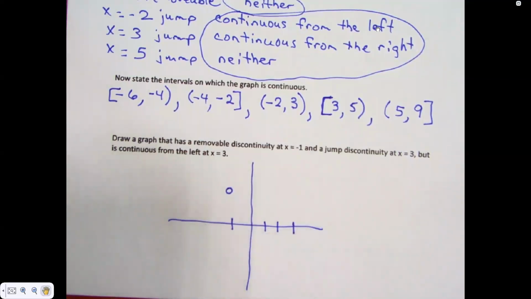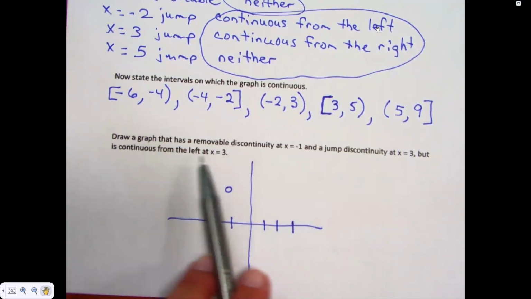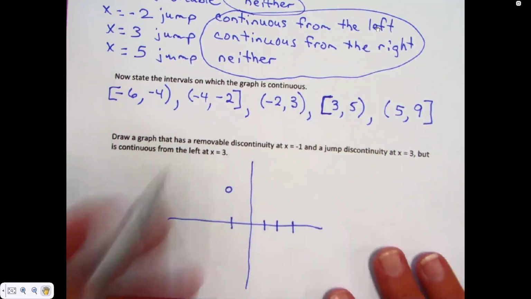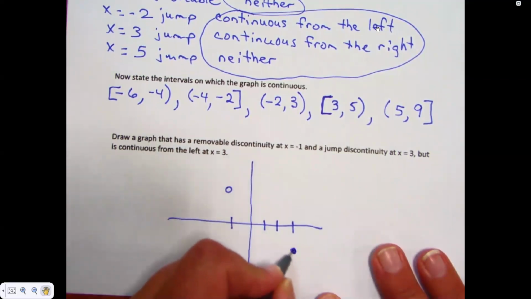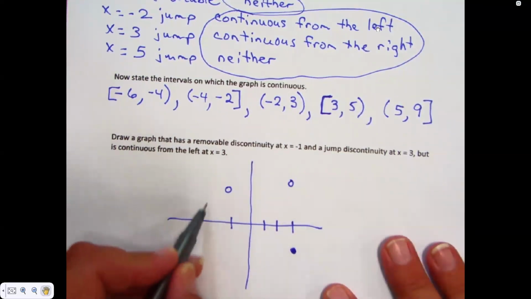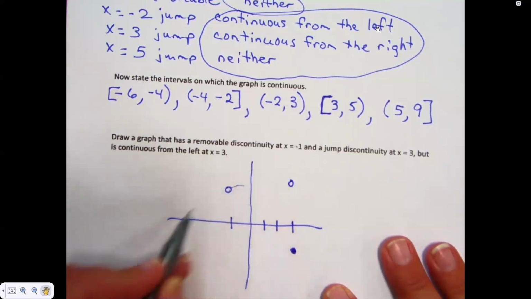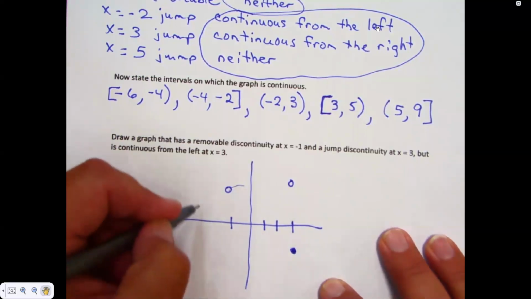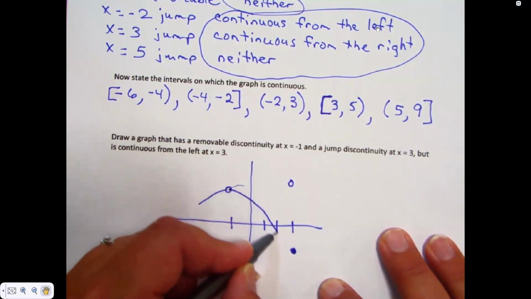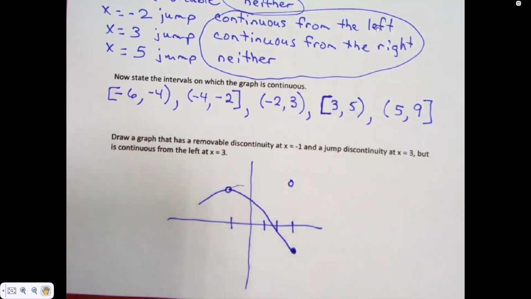What is the jump again? The jump means that there's going to be a space in that graph. We have to have a space in the graph, and it has to be continuous on the left. So that means I'm going to have a closed dot and an open dot. From the left, am I going to go up to the open dot, or am I going to go down to the closed dot? I got to touch the closed dot because it's continuous from the left. Continuous from the left means that I have to go to the closed dot.